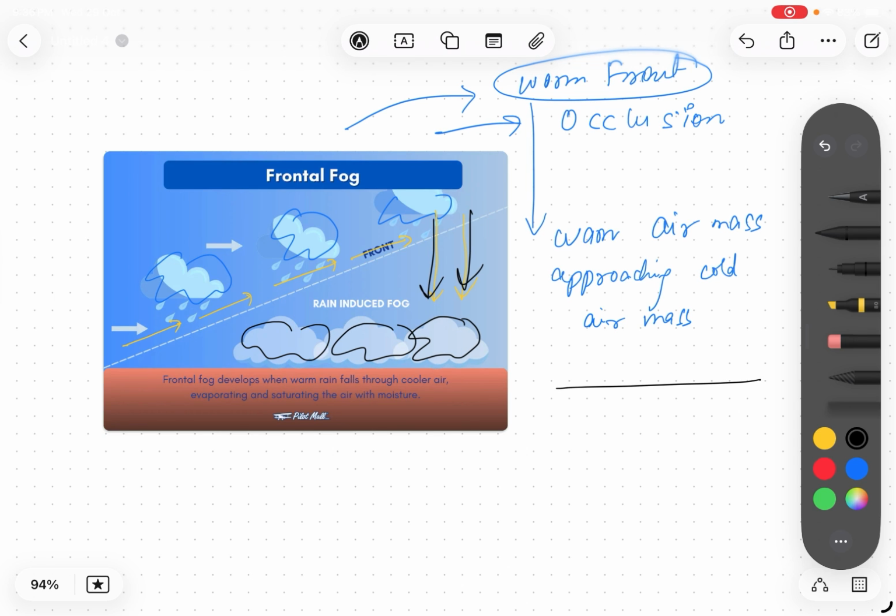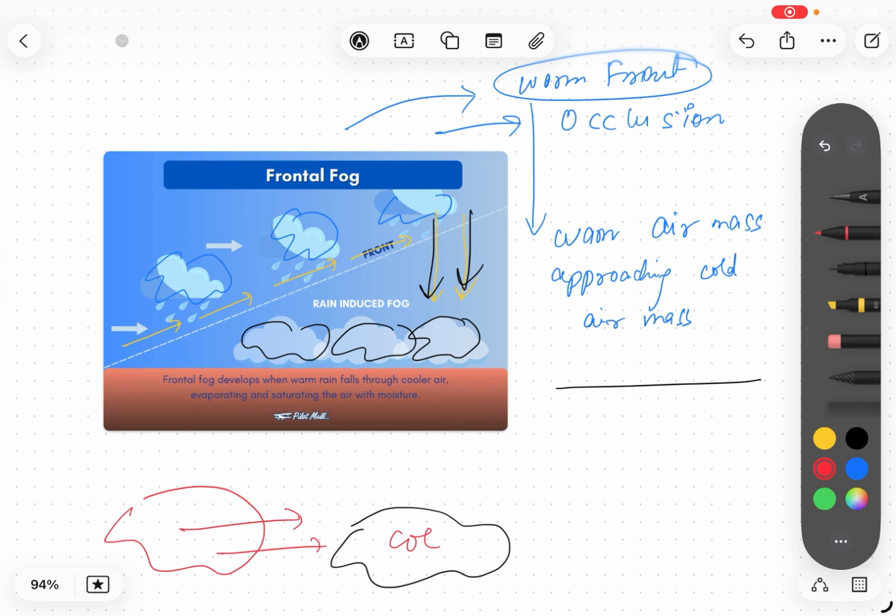And already the ground is cold because there is a cold air mass. The hot air has risen. So if this was my cold air mass, the hot air mass came from this side; that is a warm front, approaching the cold air mass. This is cold, this is hot. Now this hot air would be forced to rise above the cold air, so it will come somewhere here. Because of that there is precipitation. After precipitation the clouds would be forced down to the ground. Already it's cold, so that is why the fog is now formed.